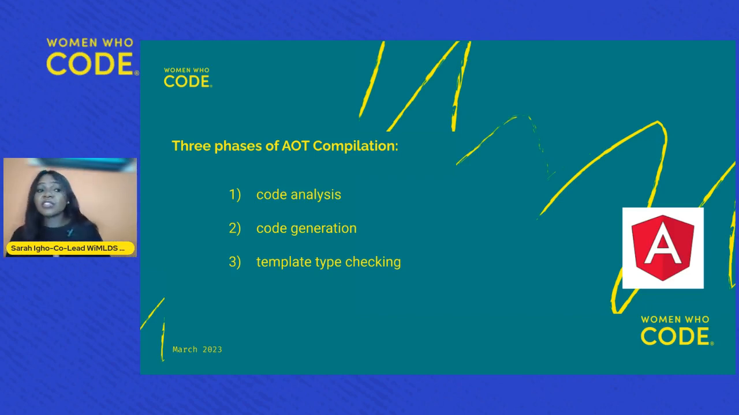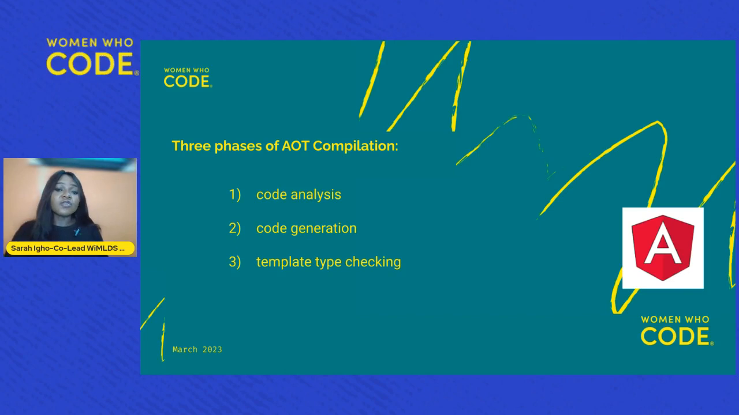The template type checking is actually optional. You can decide to include that in your code, or you can ignore it. But what happens in this template type checking phase is the Angular template compiler would use the TypeScript compiler to validate the binding expressions in the template. So you can actually enable this phase explicitly by setting the fullTemplateTypeCheck configuration option. Right? So in essence, when you use the ahead of time compilation, you can control how your application is compiled by specifying the template compiler options in the TypeScript configuration file.